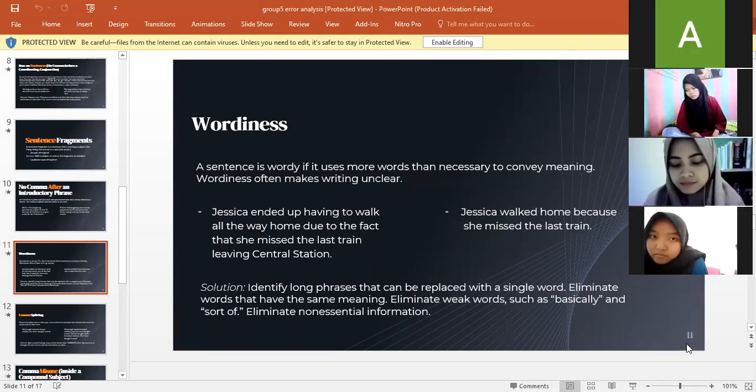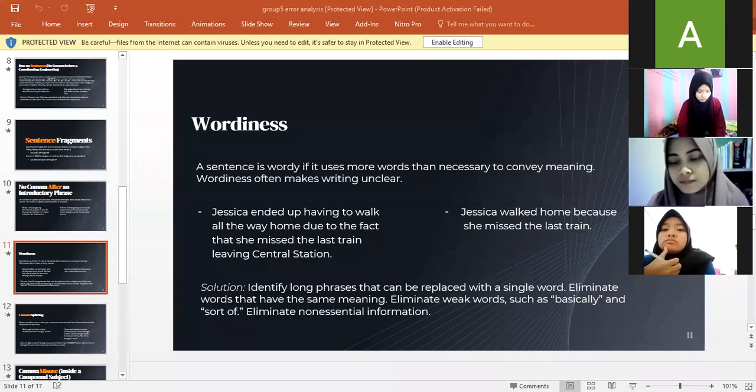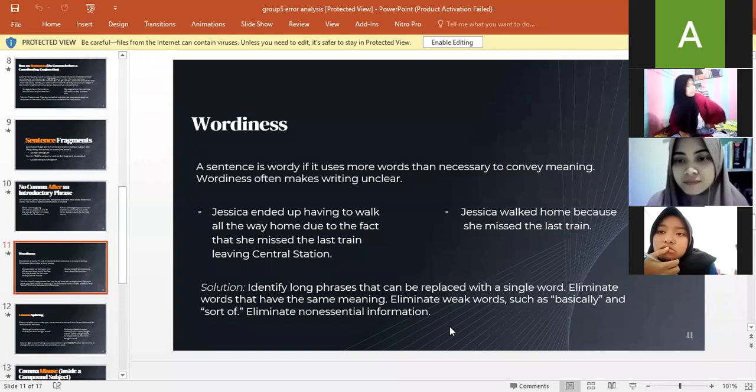Wordiness. The next is wordiness. A sentence is wordy if it uses more words than necessary to convey meaning. Wordiness often makes writing unclear. Wordiness is when you put too many unnecessary words in a sentence. For example: Jessica ended up having to walk all the way home due to the fact that she missed the last train leaving Central Station. But without wordiness, it will be: Jessica walked home because she missed the last train. Very different.